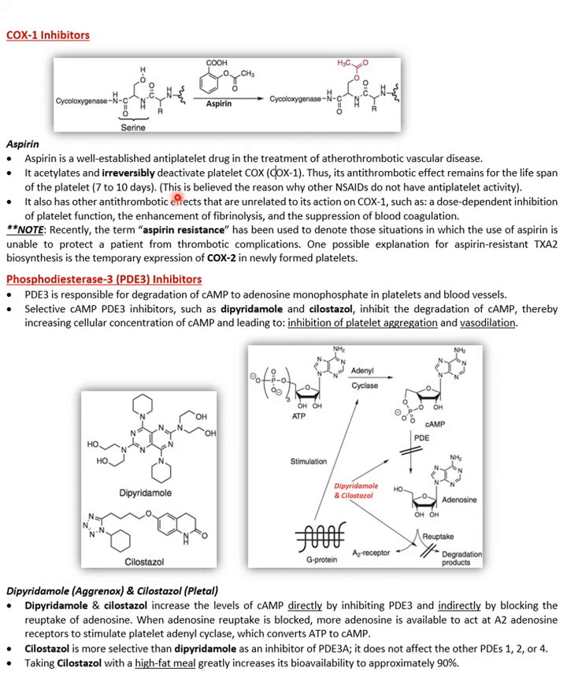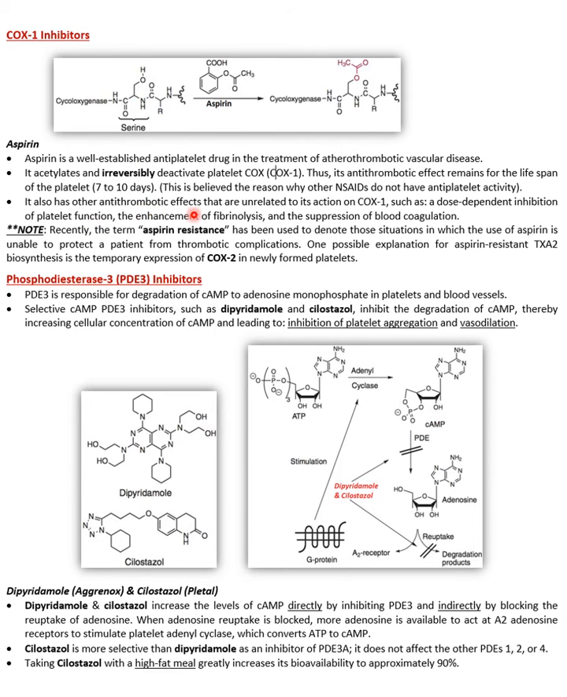Okay. In fact, this is believed to be one of the reasons why the other NSAIDs do not have antiplatelet activity. The other NSAIDs such as ibuprofen, naproxen, and indomethacin all bind reversibly to the COX enzymes, unlike aspirin, which binds irreversibly. It acetylates the enzyme and sticks with it forever.